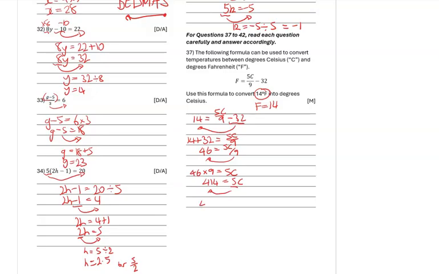So that's going to become 414 divided by 5 is equal to c. And when I put 414 divided by 5 into my calculator, that gets me to 82.6. So that means 14 degrees Fahrenheit is 82.6 degrees Celsius.